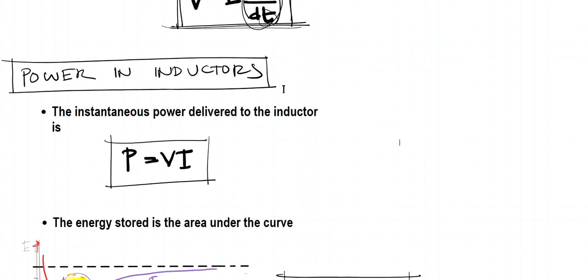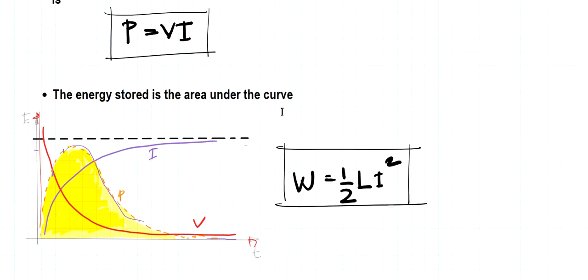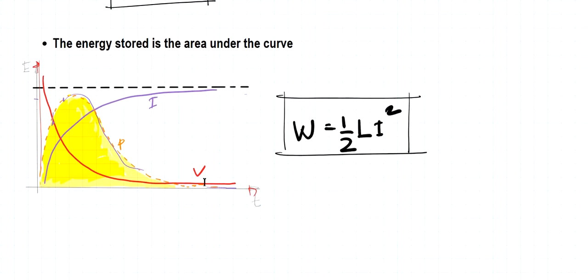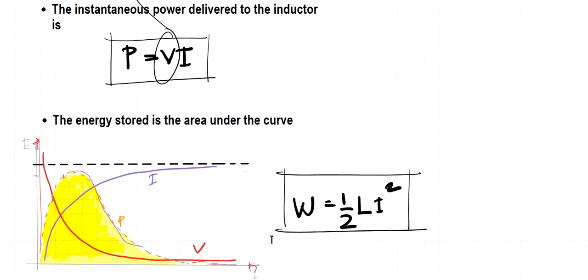For the power in inductors, we still have the same equations. P is equal to VI, and the energy stored is the area under the curve. Recall that P is equal to VI, so we can just substitute that, and we get these curves right here. Actually, this is just the opposite of the capacitor. The I is this curve, it's increasing, and the voltage is decreasing.